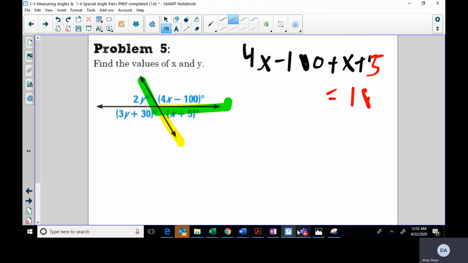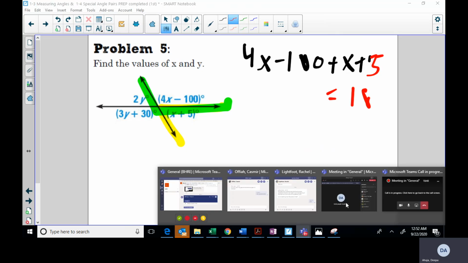Let me just turn off the camera so that I can have a neater handwriting here. One second, it's already turned off.